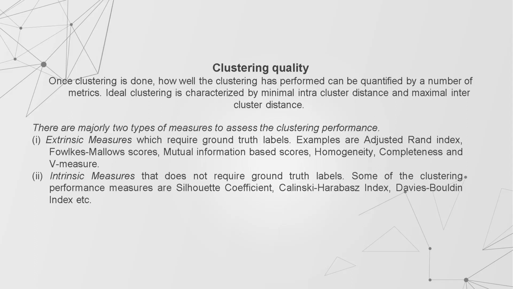Examples are adjusted Rand index, Fowlkes-Mallows scores, mutual information-based scores, homogeneity, completeness, and V-measure. And second is intrinsic measures, which do not require ground truth labels. Some of the clustering performance measures are Silhouette coefficient, Calinski-Harabasz index, Davies-Bouldin index, and so on.